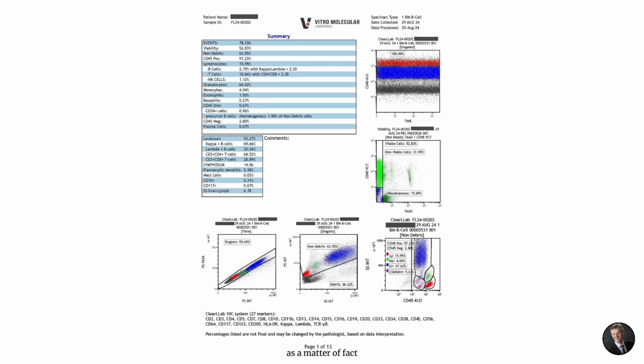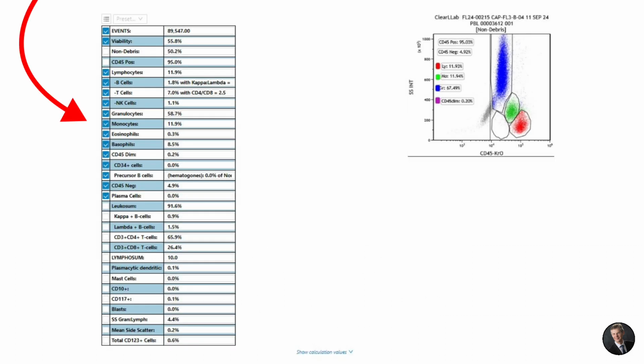As a matter of fact, this table is transferred directly into the final report where the data is editable, which means that the person who performs the professional component can choose which data should appear by checking different boxes next to the cell populations, while the values themselves are editable as well.